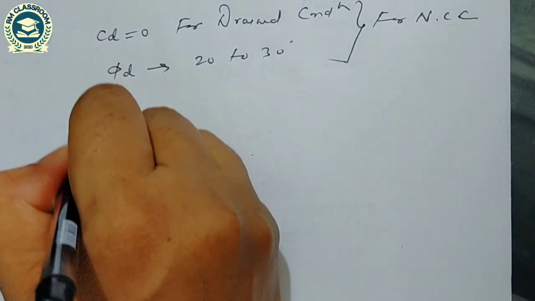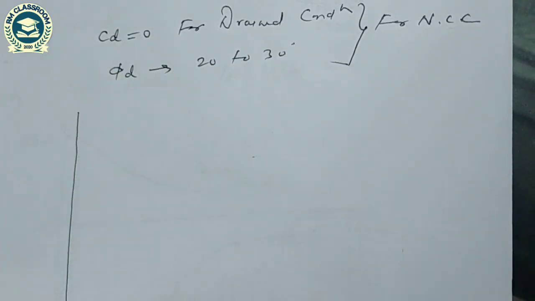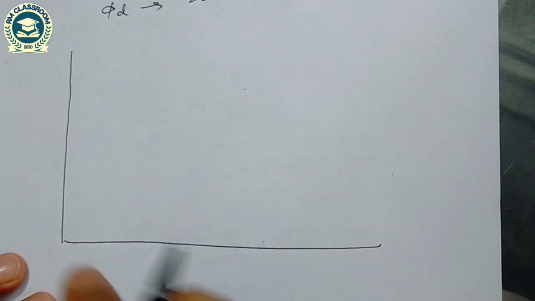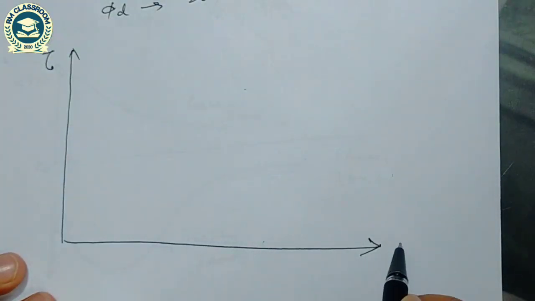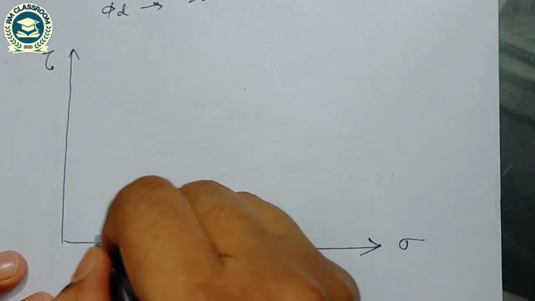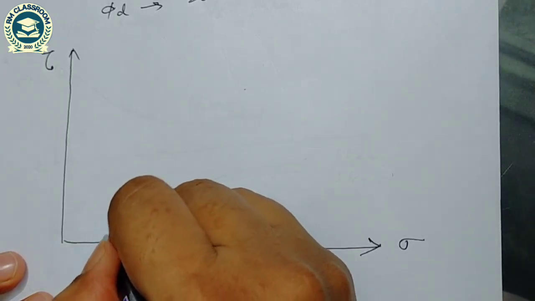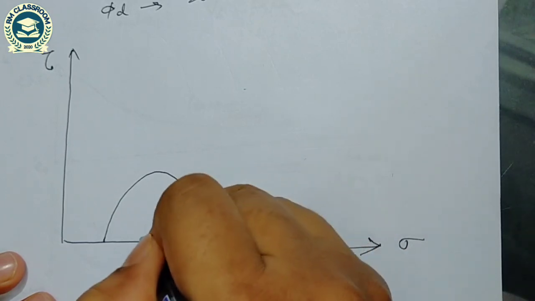Similarly, if I draw the Moore circle for the over consolidated clay, this is the shear stress axis and this one is the normal stress axis. This is the Moore circle.